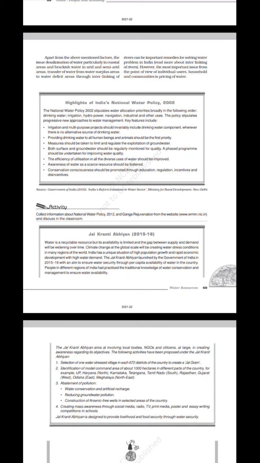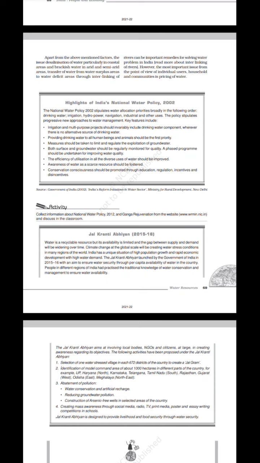Highlights of India's National Water Policy 2002. The National Water Policy 2002 stipulates water allocation priorities broadly in the following order: drinking water, irrigation, hydropower, navigation, industrial, and other uses. The policy stipulates progressive new approaches to water management. Key features include: irrigation and multi-purpose projects should invariably include drinking water component wherever there is no alternative sources of drinking water. Providing drinking water to all human beings and animals should be the first priority.